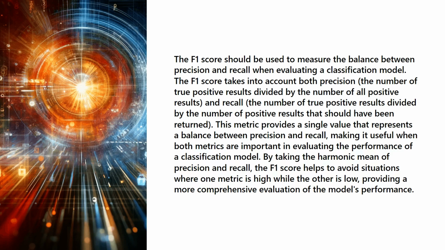The F1 score should be used to measure the balance between precision and recall when evaluating a classification model. The F1 score takes into account both precision, the number of true positive results divided by the number of all positive results, and recall, the number of true positive results divided by the number of positive results that should have been returned. This metric provides a single value that represents a balance between precision and recall, making it useful when both metrics are important in evaluating the performance of a classification model. By taking the harmonic mean of precision and recall, the F1 score helps to avoid situations where one metric is high while the other is low, providing a more comprehensive evaluation of the model's performance.